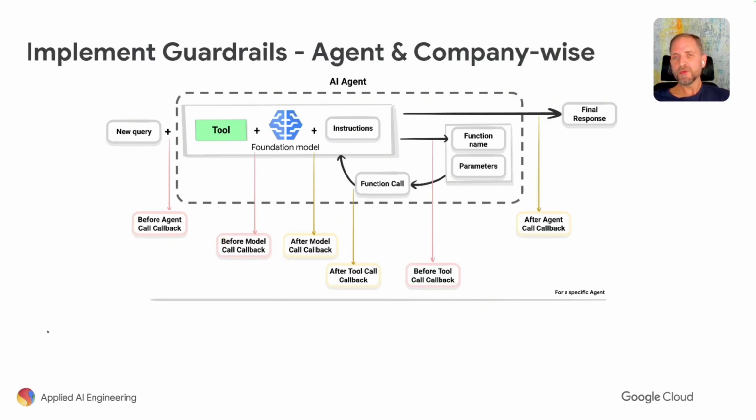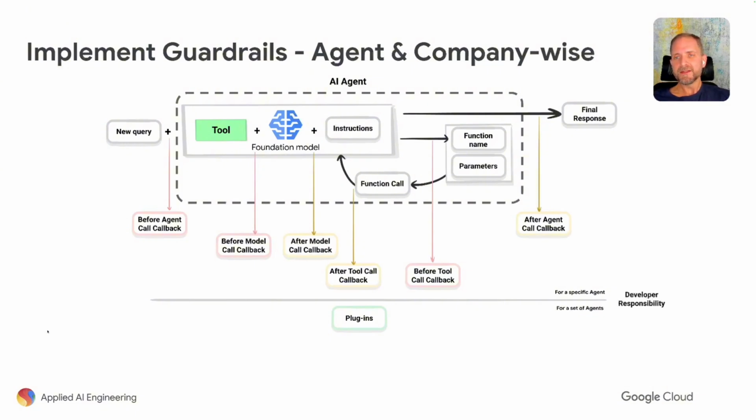But what if I want to apply all these checks to multiple agents? Let's say I have 100 agents. Should I develop everything from scratch? The answer is no. Agent Development Kit has a notion of plugins. A plugin is a class where you can host all of your callbacks, and then you can plug them in all the different agents that you have.